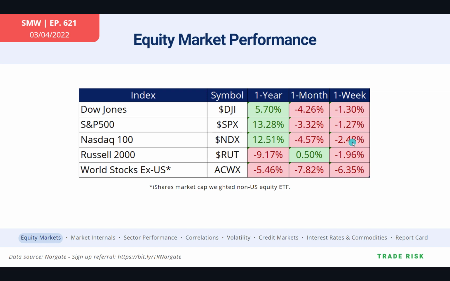Second part, we saw the Nasdaq lead the decline again here on the downside. We saw the S&P actually trying to hold up relative to the rest of the markets, but generally speaking, US stocks were down anywhere from 1.5 to 2.5% this week.